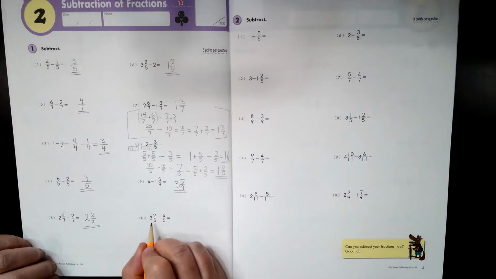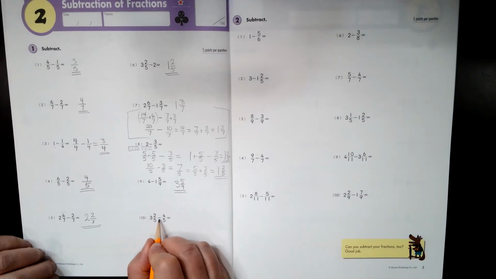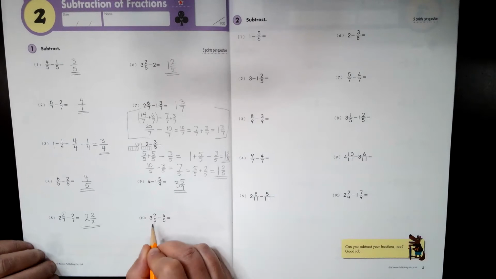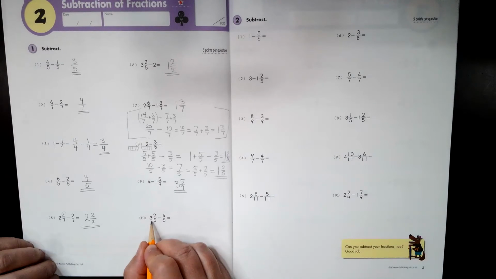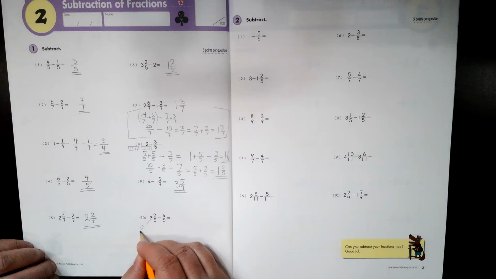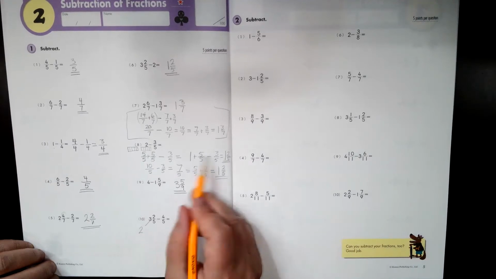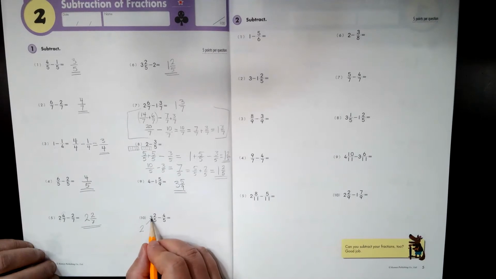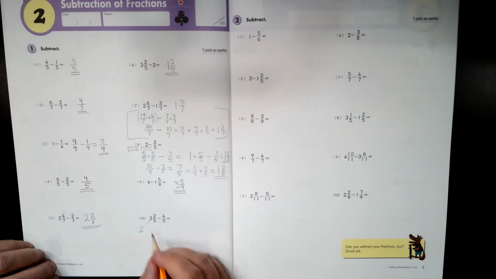Let's look at this one. We have 3 and 2 fifths minus 4 fifths. Now we need to break this apart. Let's take and break apart the 3 into a 2. That's going to remain that whole number. Remember that extra work we had to do on this one? Let's prevent it. We only need to add 5 fifths to the 2 fifths to be bigger than the 4.